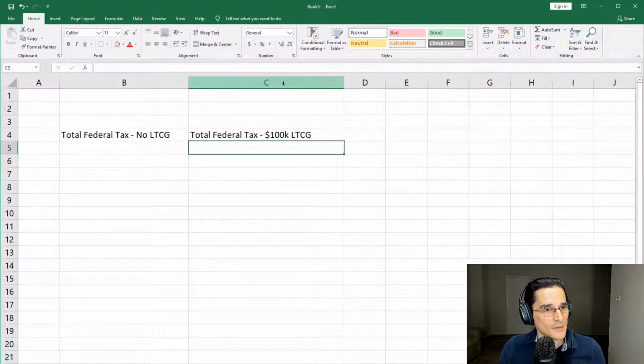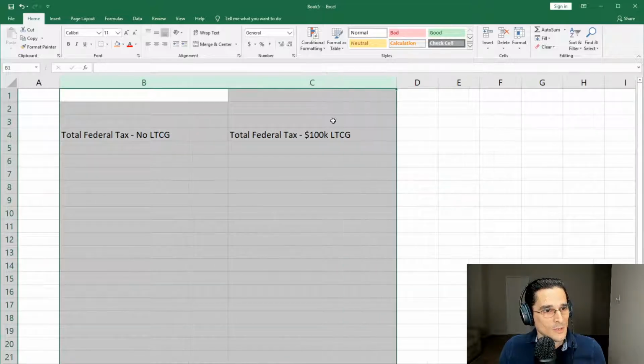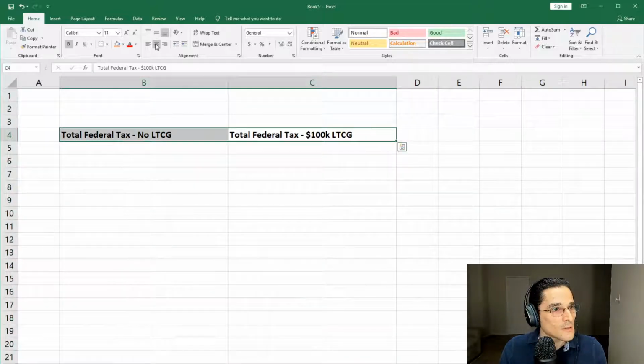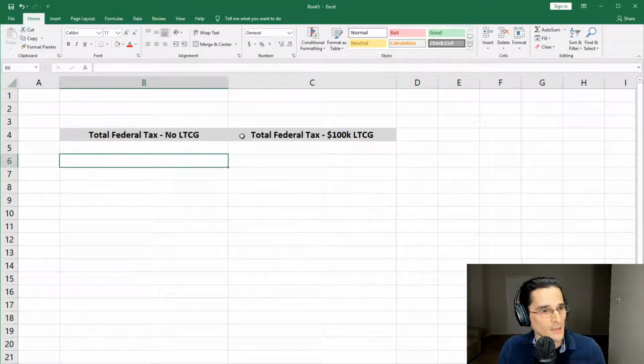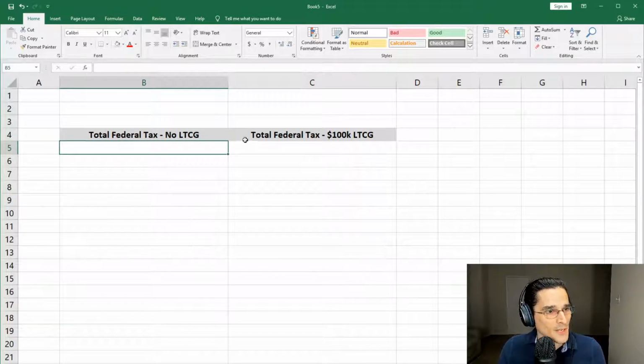All right. So that should give us a good point of comparison there. Okay, make it nice, presentable. All right, you guys could see it. All right, so total federal tax, no long-term capital gain.